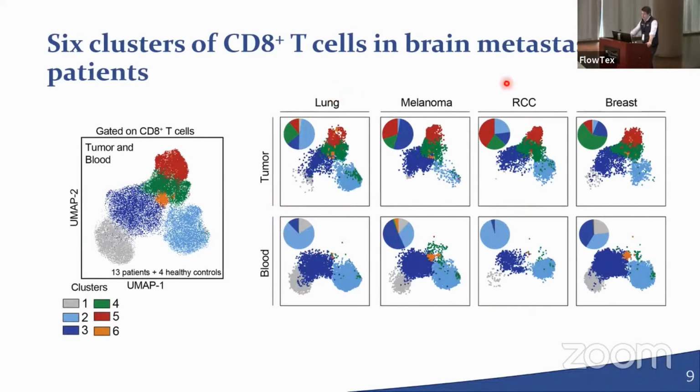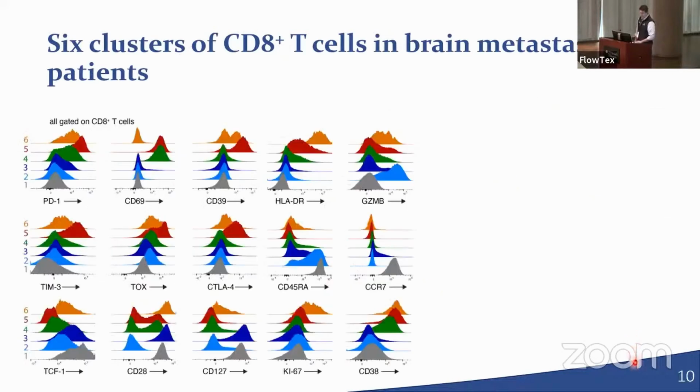And what I'm showing here is 4 different primary tumors. Again, these are all brain metastases, but 4 different primary etiologies. And looking at the TILs and also the blood, you see that the T cells are very different. So I'll show you in a second that these gray cells are naive. You see a lot of them in the blood of these patients, but you don't really see a lot in the tumor. So what are these clusters actually?